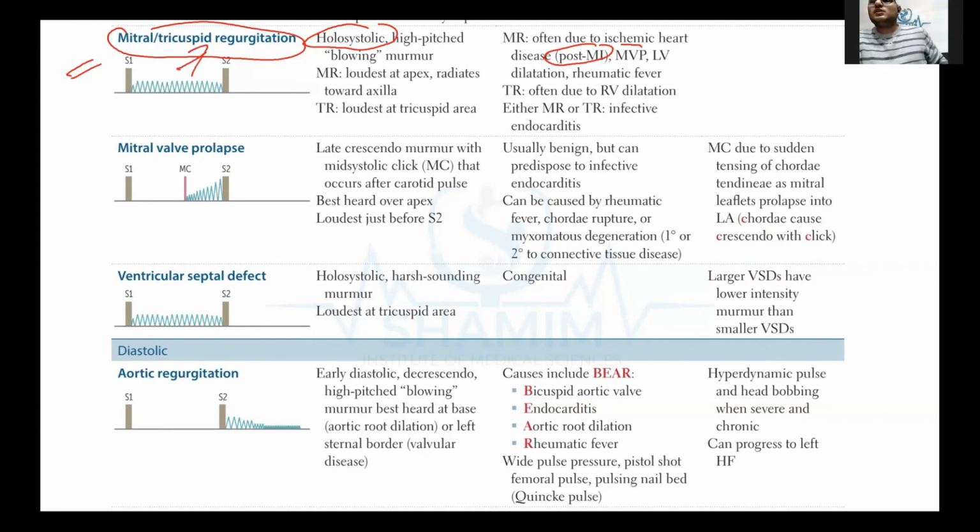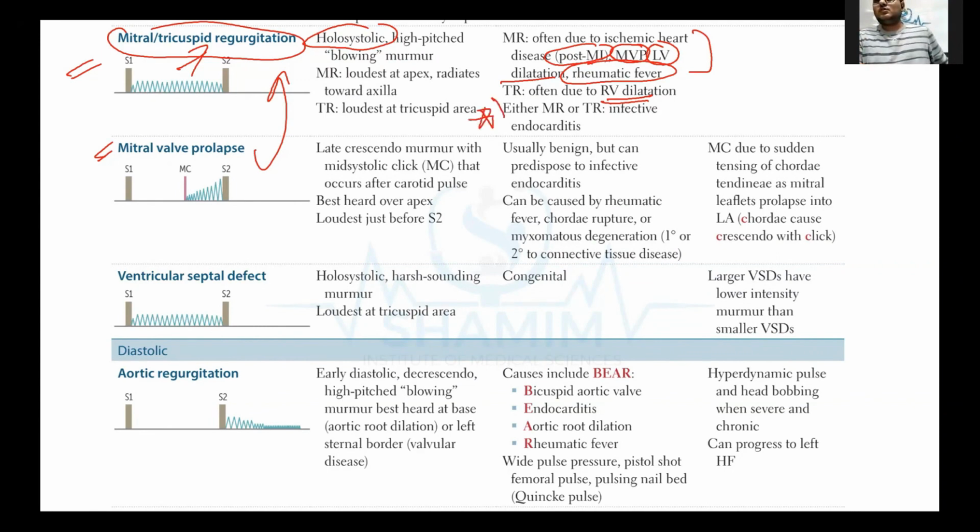Mitral regurgitation is also caused by mitral valve prolapse. We will study mitral valve prolapse. So mitral valve prolapse can lead to mitral regurgitation. The next cause of mitral regurgitation is left ventricular dilation. The next cause is rheumatic fever. What about tricuspid regurgitation? The only very important point is dilation of the right ventricle. Remember always, whenever there is dilation of the left ventricle, it causes mitral regurgitation. When there is dilation of the right ventricle, it causes tricuspid regurgitation. Okay, very important. Next exam question.